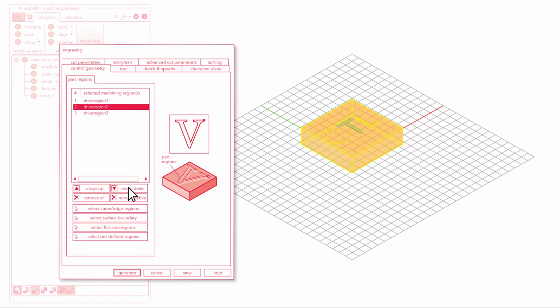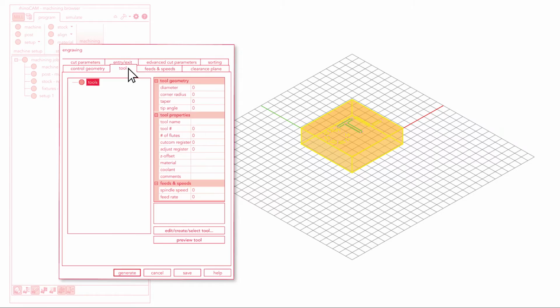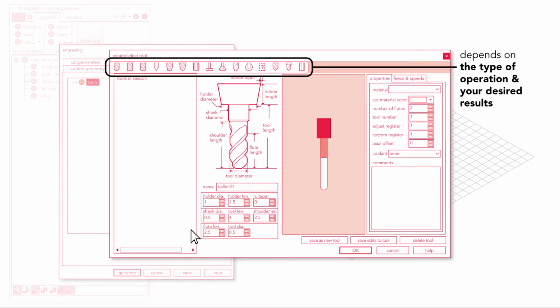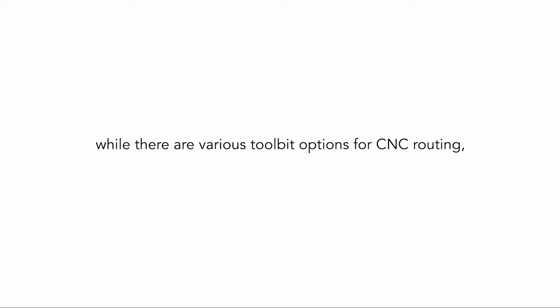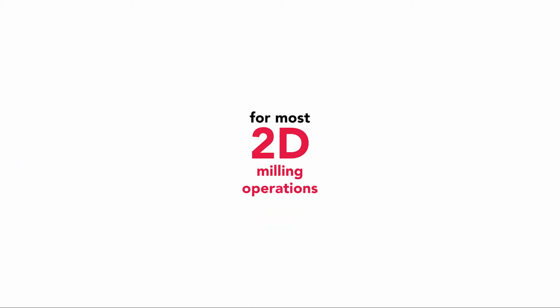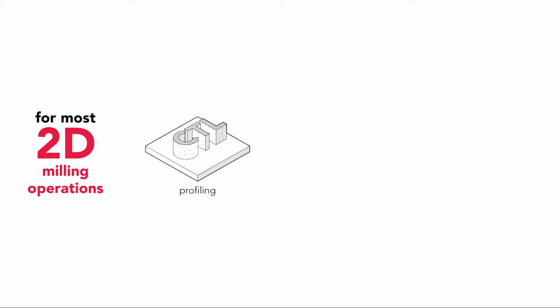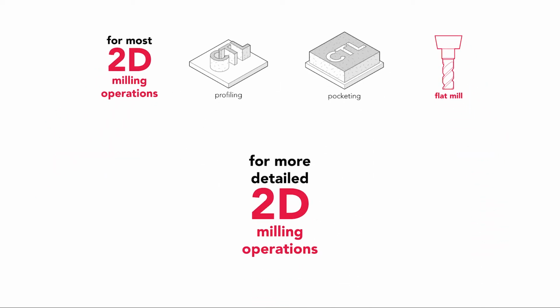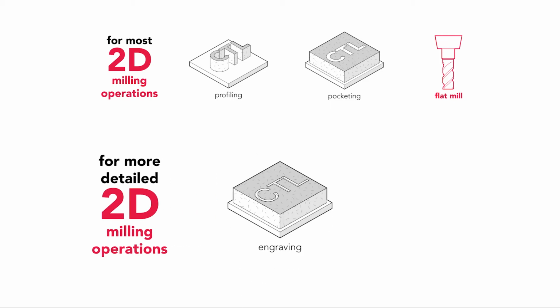With the assistance of the Operating Lab Technician, choose the appropriate toolbits for your project under the Tools dialog. This depends on the type of operation and your desired results. While there are various toolbit options for CNC routing, we will be discussing a selection of the most commonly used. For most 2D milling operations, such as profiling and pocketing, a flat mill toolbit is recommended. For more detailed 2D milling operations, such as engraving, a V-mill toolbit is recommended.